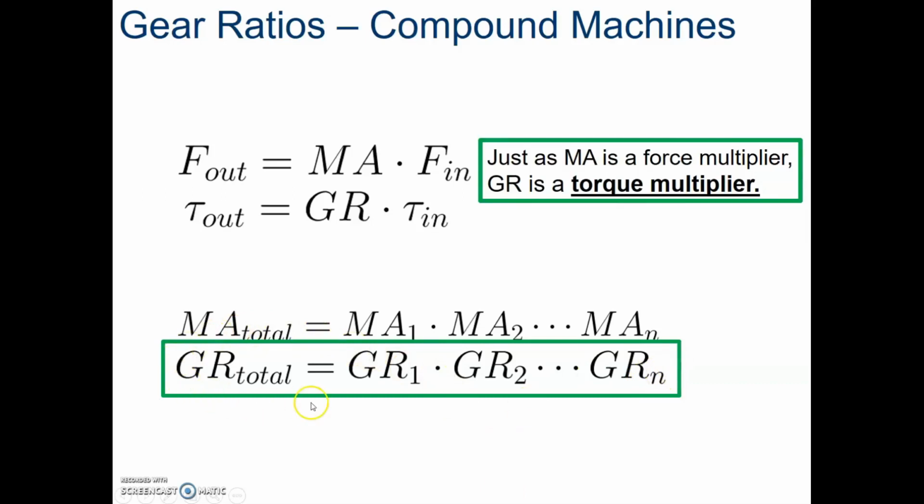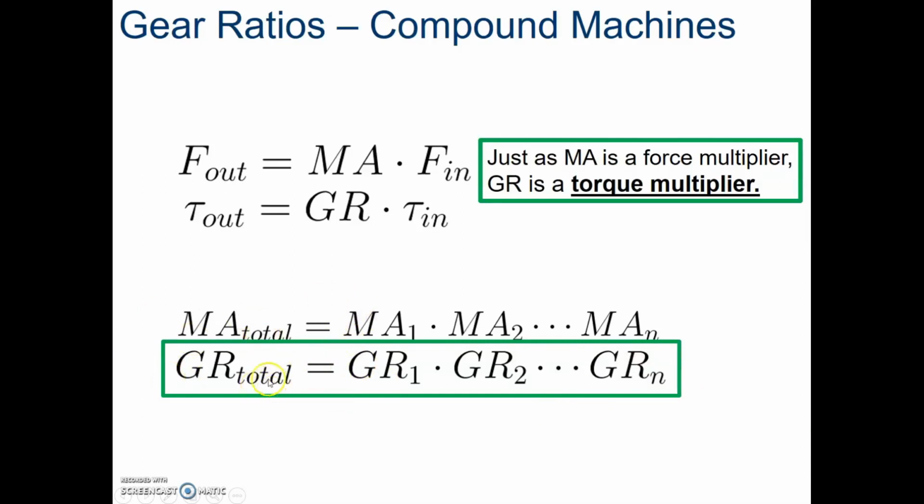To find the total gear ratio of a compound machine, we just find the individual gear ratios of the gear trains within the compound machine, multiply them together, and we're good to go. Notice how it's the exact same equation. It's just gear ratio instead of mechanical advantage.